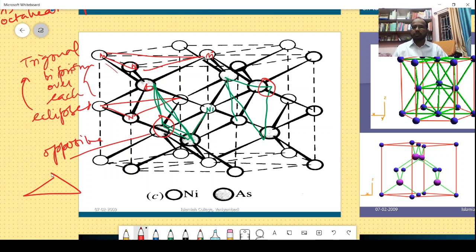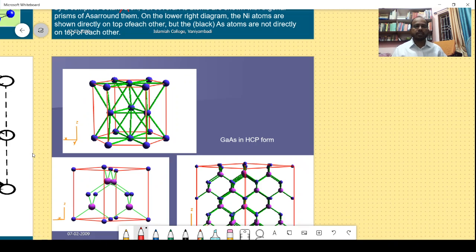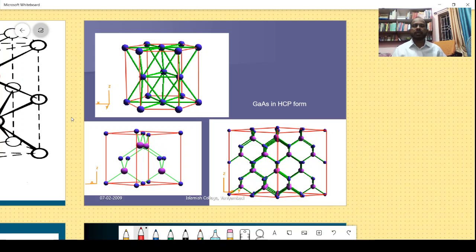Opposite means one you draw like this, the other one you draw like this. Okay, this one is this one, and this one is this one. Okay, the same. Now there is another structure of the same pattern which you call the gallium arsenide, which is quite close to the HCP form.